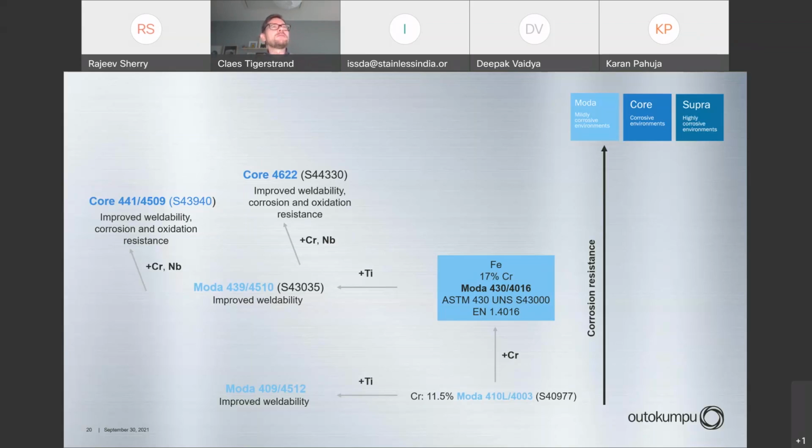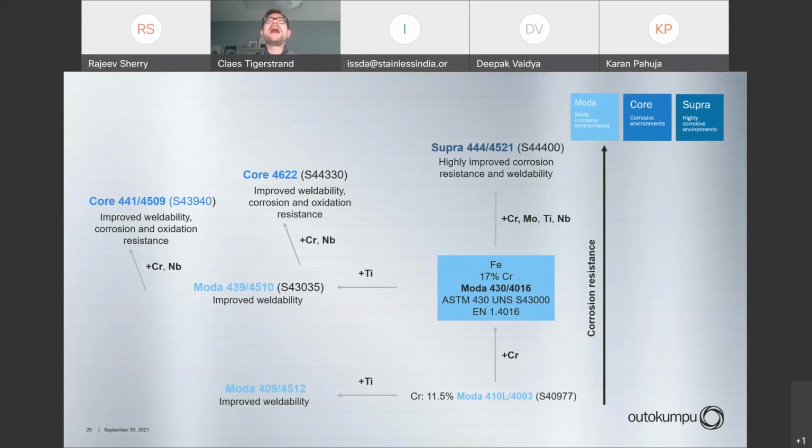Then you can relate it to where we are on the corrosion resistance scale. So we are approaching the corrosion resistance of a 3 or 4 grade here, or actually on par with 3 or 4 when we're talking about this core 4622.